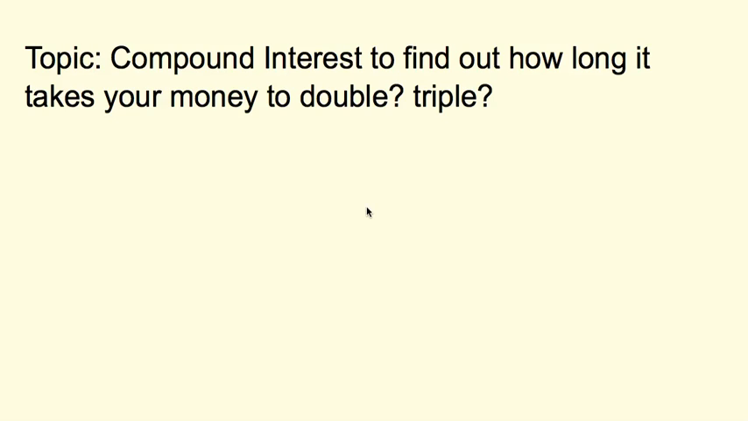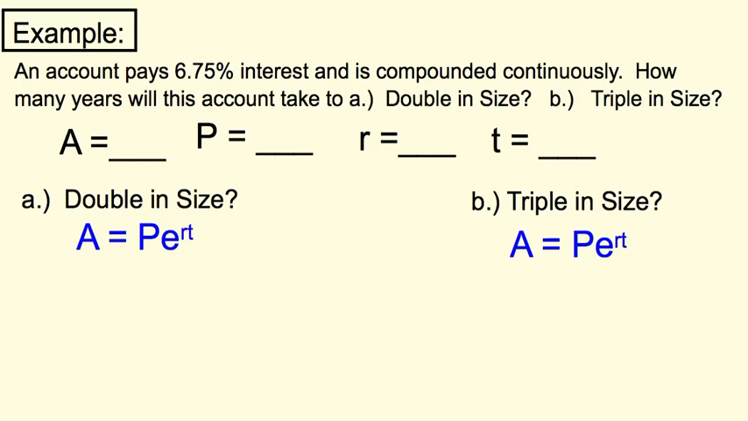This is a video on compound interest, and we want to find out how long it takes for our money to double or triple in value. So here's what we're given. An account pays an interest rate of 6.75%.